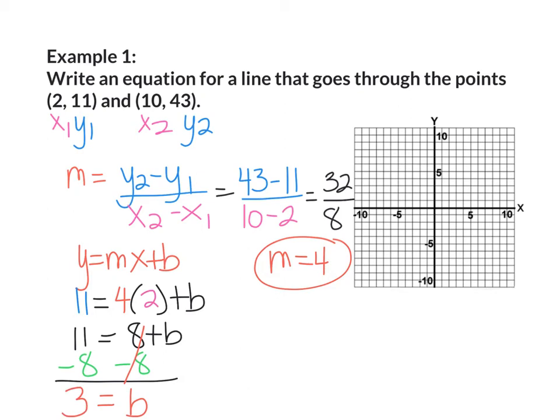Now I'm going to write my equation. Y equals, I know that slope is 4, so it'll be 4x. And then my y-intercept is 3, so I'm going to write plus 3. So that is my equation in slope-intercept form.